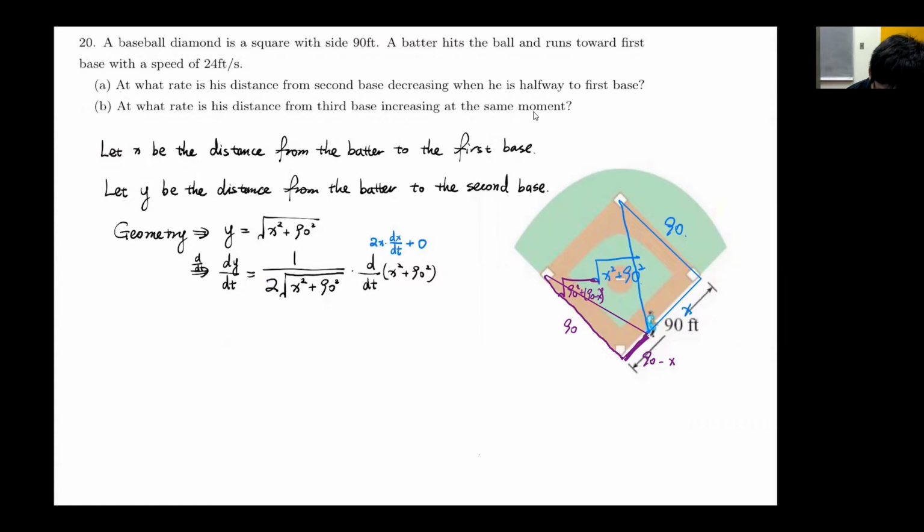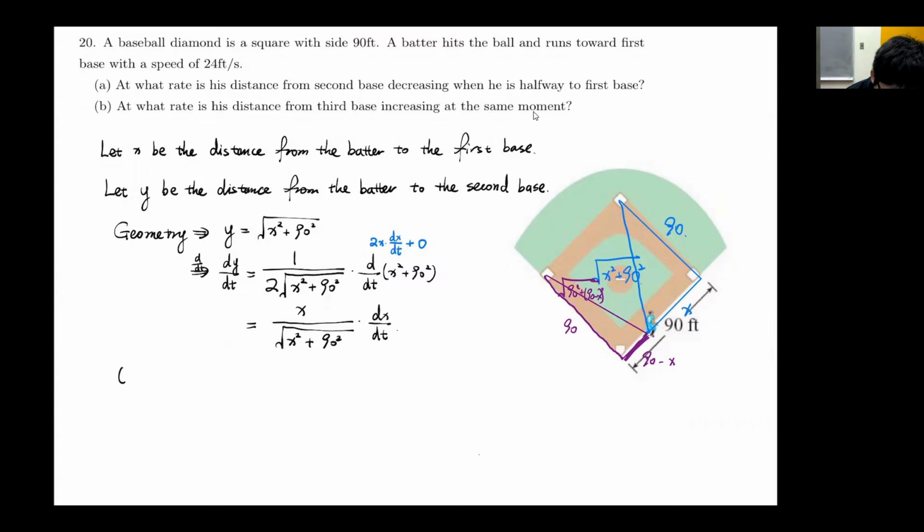So that way we can write our final solution for dy over dt as x divided by the square root of x squared plus 90 squared, times dx over dt. Okay, so this is the relation between dy over dt and dx over dt.